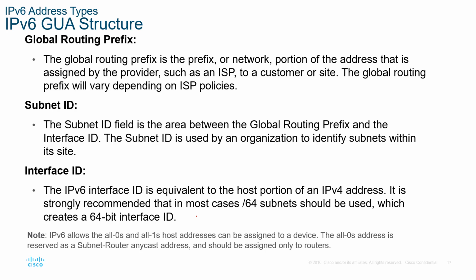Alright, the GUA structure. We have our global routed prefix. That should be our first 64 bits. We have a subnet, and basically the subnet field is the area between the global routed prefix and the interface ID. This is used to organize the overall addressing space and identify the appropriate subnets within that location. The interface ID is the remaining 64 bits, and that's going to be more of the host portion. So the prefix can actually be the prefix and the subnet length. Those combined will be the first 64 bits. The remaining 64 bits will be the host bits or interface ID.